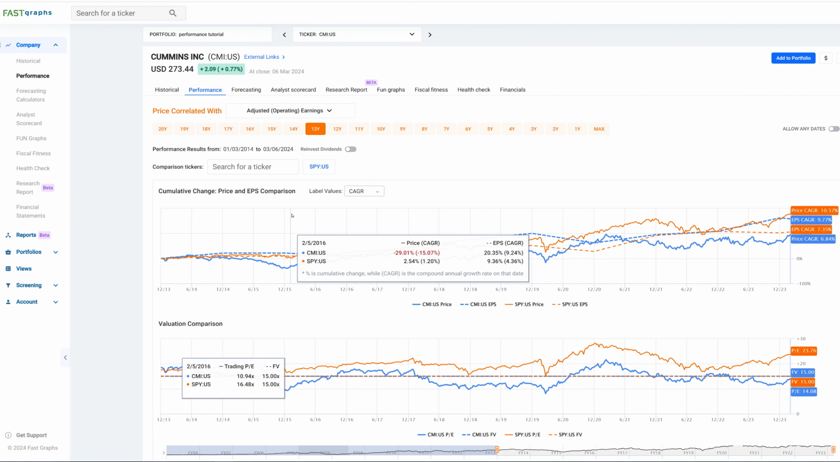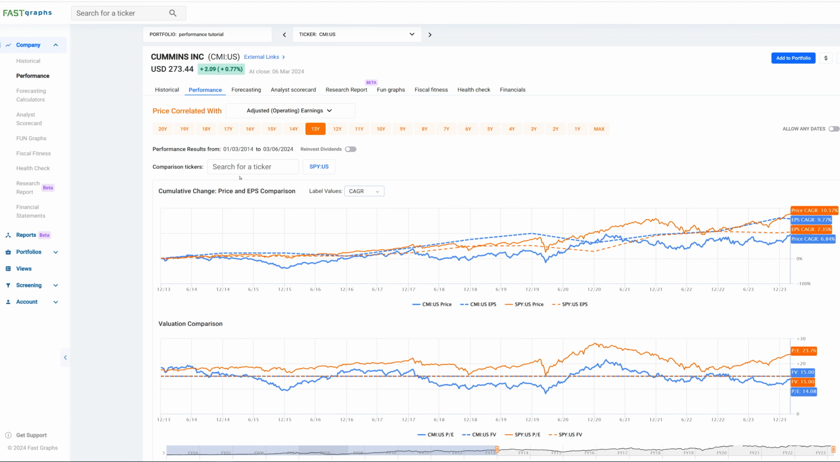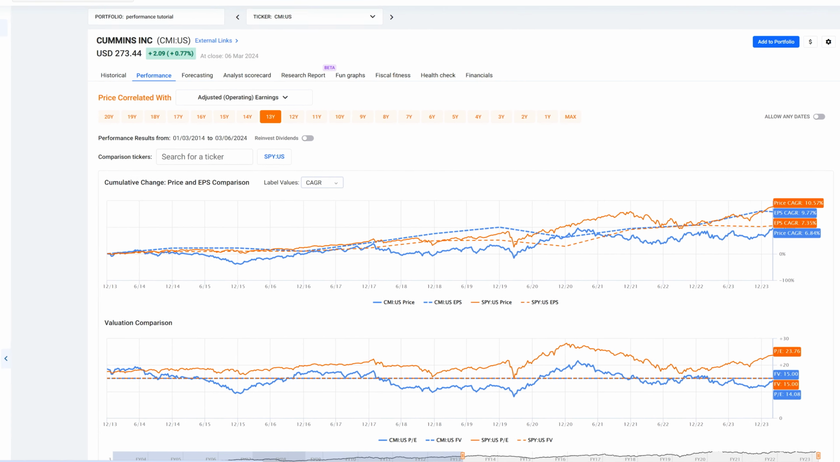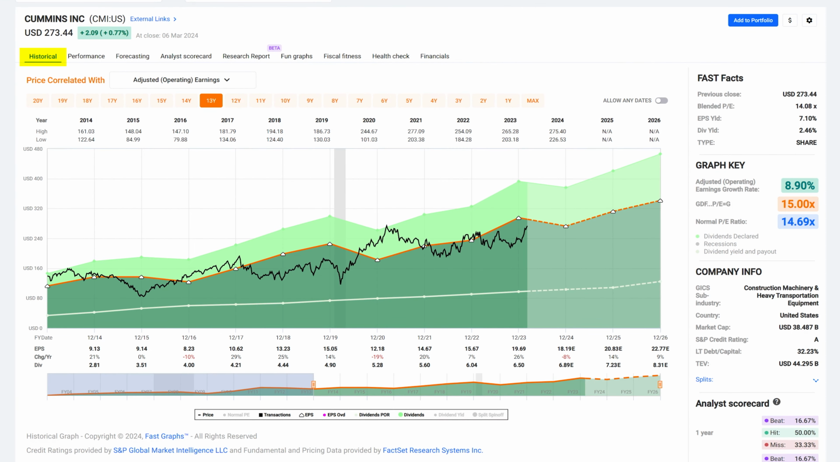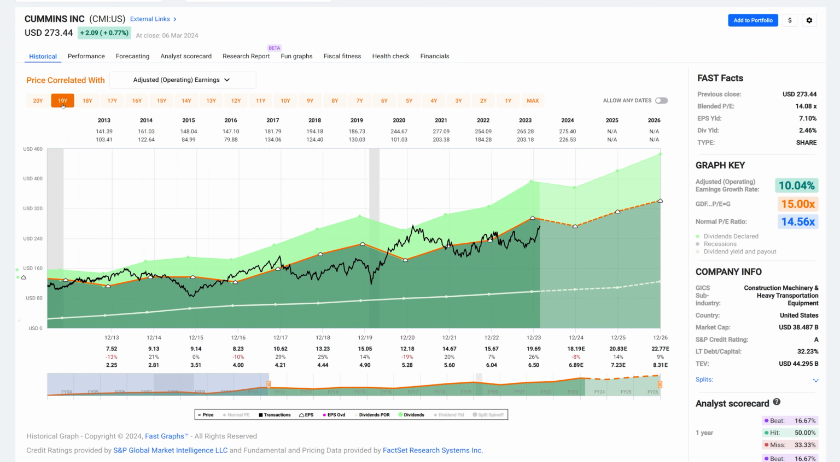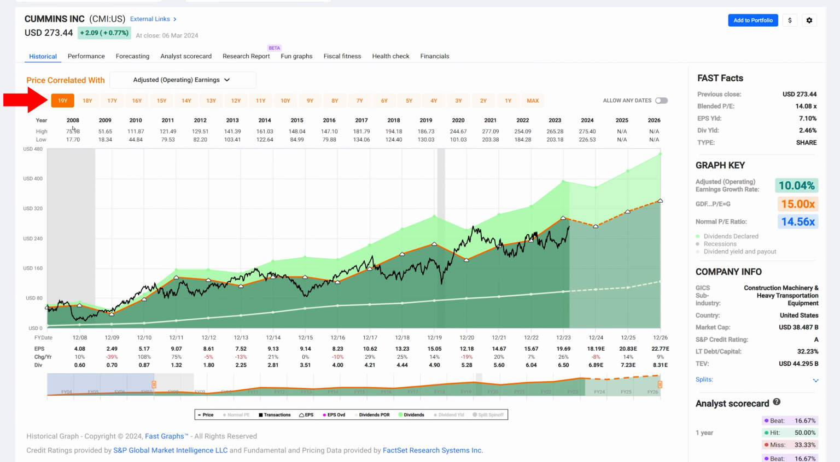I'm going to start with the cyclical company Cummins, and I'm going to orient you. This is the performance report. I'm going to go to the historical graph first because I want you to see the things. I've shortened this to a 13-year time frame. Let's go ahead and add it to a 19-year time frame here.